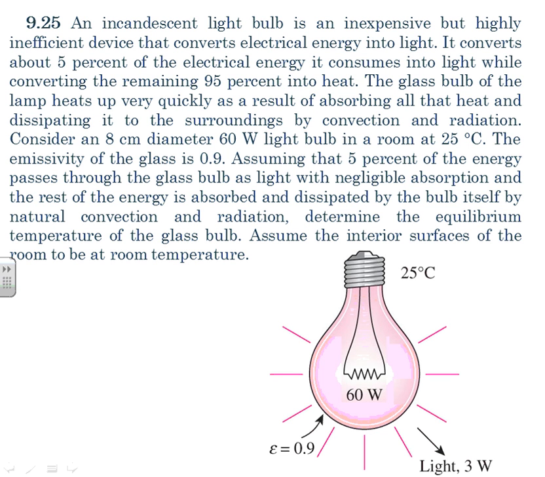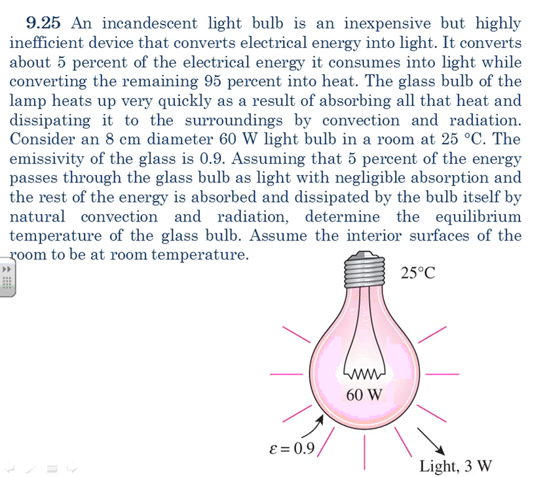Okay, problem 925 says an incandescent light bulb is an inexpensive but highly inefficient device that converts electrical energy into light. It converts about 5% of the electrical energy it consumes into light while converting the remaining 95% into heat. The glass bulb of the lamp heats up quickly as a result of absorbing all that heat and dissipating it to the surroundings by convection and radiation.